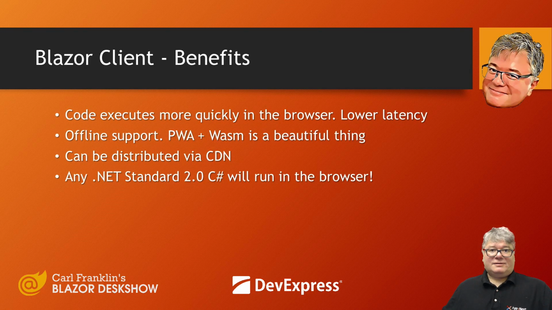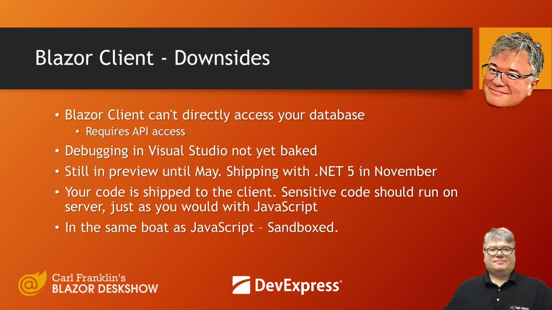There is offline support. As you saw, the progressive web app support is right there, and with that you can cache things, so you're not constantly going back to the server for them. If you're offline, you can actually read the last version of that data from the cache. You can also write to local storage, as I said before. You can distribute a Blazor WebAssembly application on a CDN. So unlike the server side, which requires an application server, essentially, you do not. And as I said before, any .NET Standard 2.0 compatible C# will run in the browser.